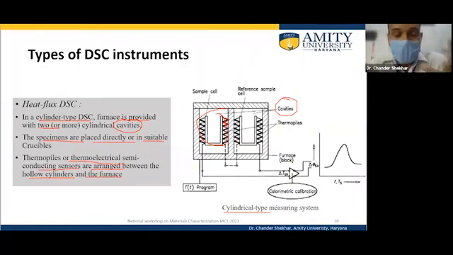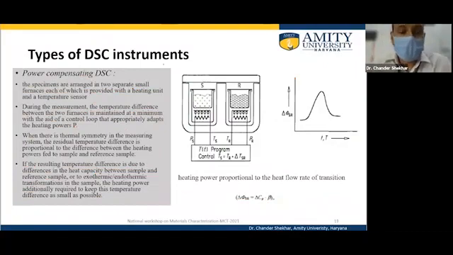and more sensitive to temperature, and therefore the temperature that is measured by the thermopile is more correct. So that way the cylindrical type system has higher resolution for the temperature. The other, second type of DSC is the power compensation DSC.